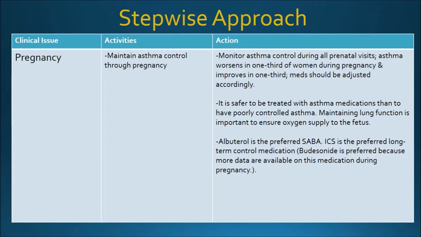Now, a lot of people wonder if asthma medications are safe to take during pregnancy, but it's been shown that it is safer to be treated with asthma medications than to have poorly controlled asthma throughout the pregnancy. So maintaining lung function is very important because you want to ensure the oxygen supply to the fetus. Albuterol is the preferred short-acting inhaler, and inhaled corticosteroids are the preferred long-term control medications. Budesonide is preferred because more data are available on this medication during pregnancy.